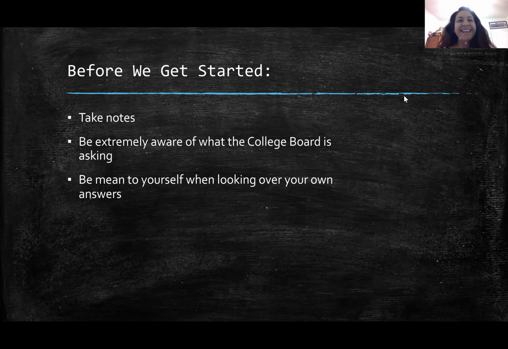All right, so one of the things that we talked about is you need to make sure that you are keenly aware of what College Board is asking from you. Whenever they grade these FRQs, they're very, very specific in terms of what they want, and you're going to see that when you look at the scoring guidelines. So you need to pay attention to exactly what the College Board is asking for.